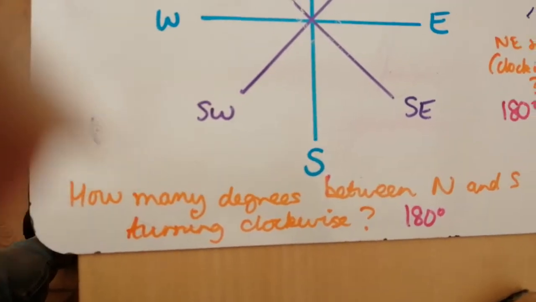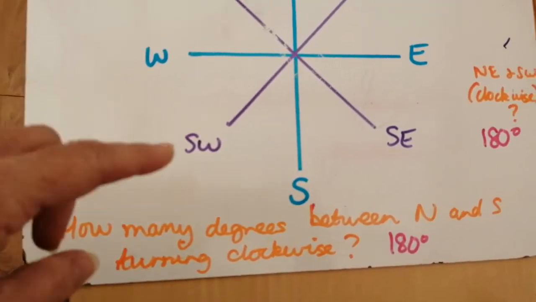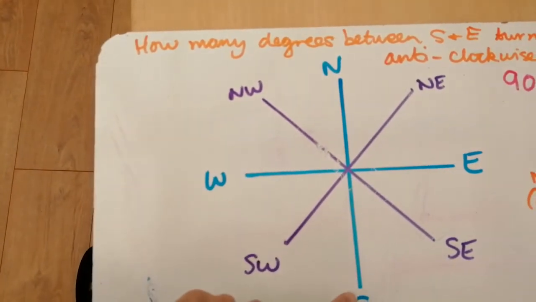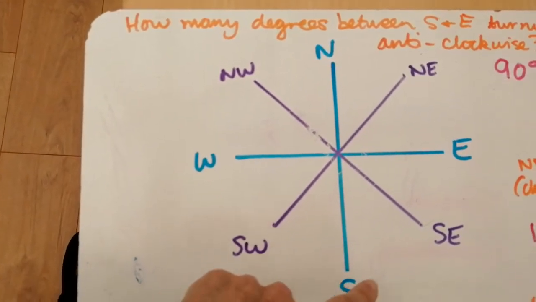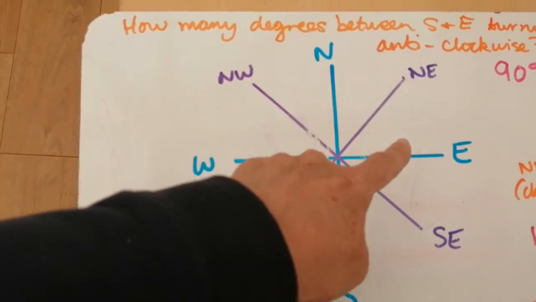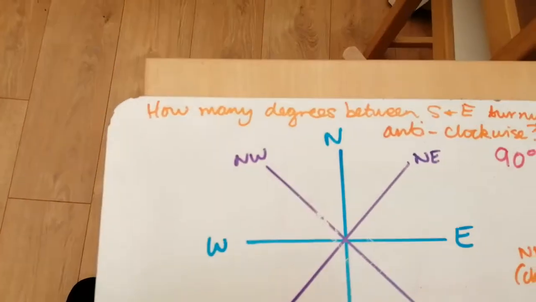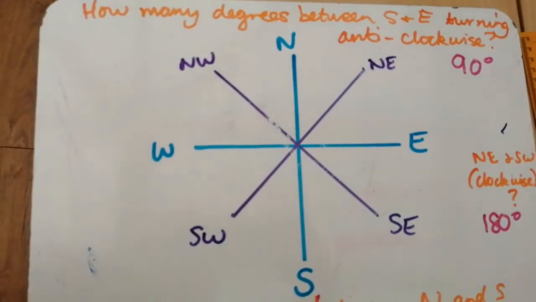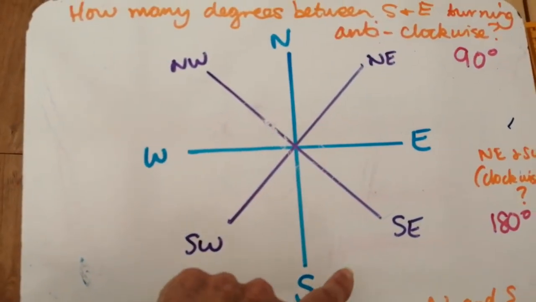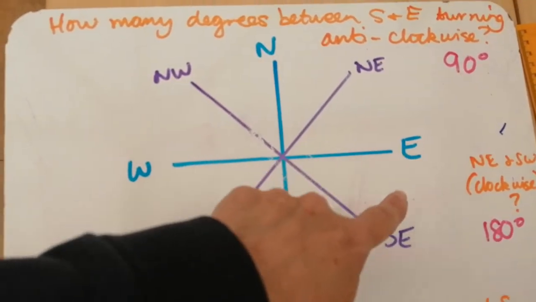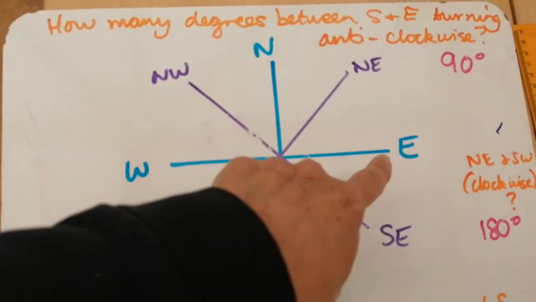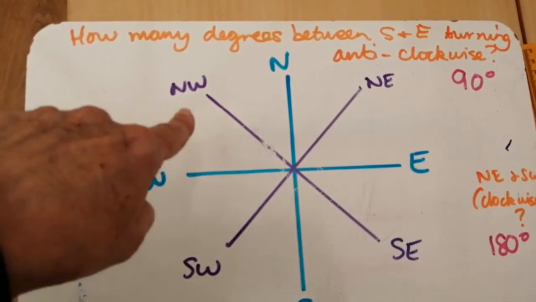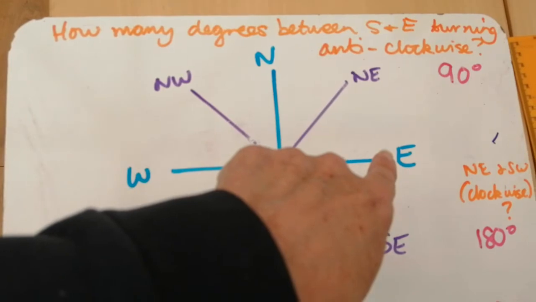So if I was going between north and south, turning clockwise, that would be 180 degrees. And actually it would also be even if I was turning anti-clockwise, wouldn't it? Because it's a half turn, it's a straight line. Between south and east turning anti-clockwise, that's a quarter turn, isn't it? That's just 90 degrees. If I were going the other way, if I was going clockwise, then it would be 270 degrees.